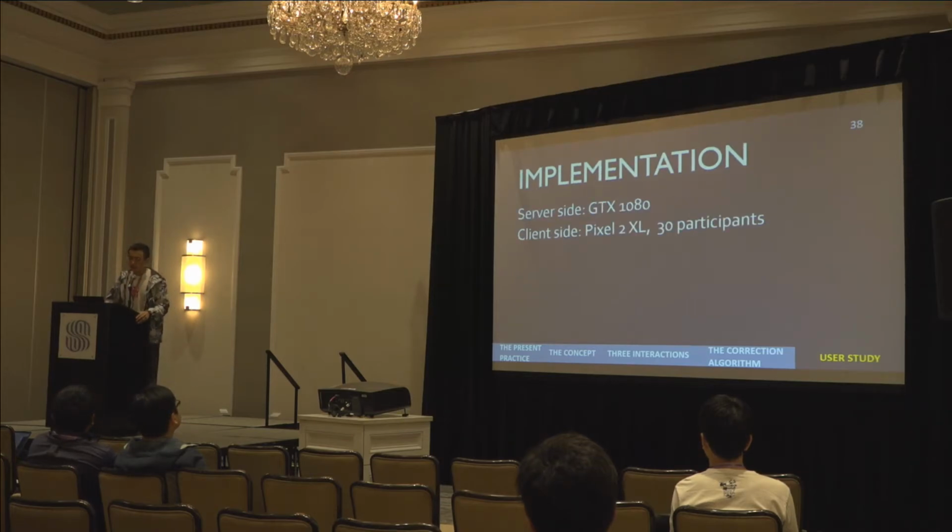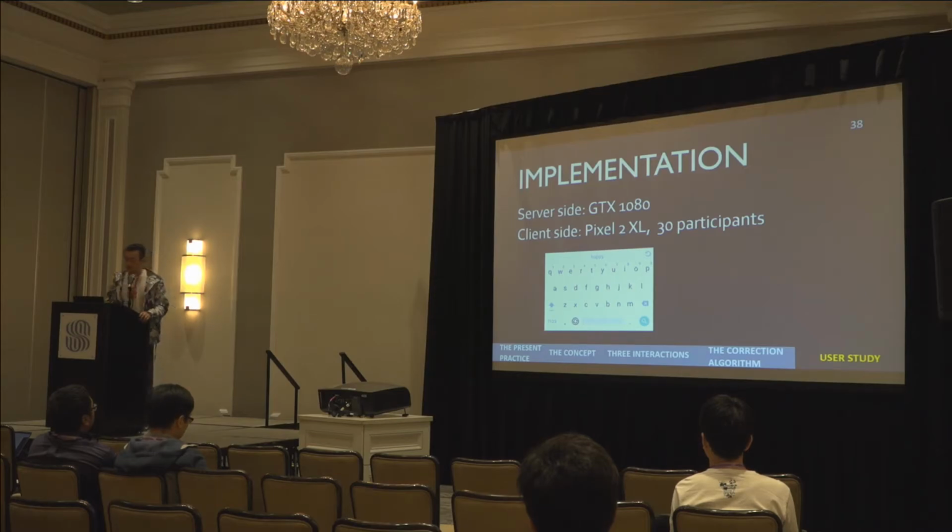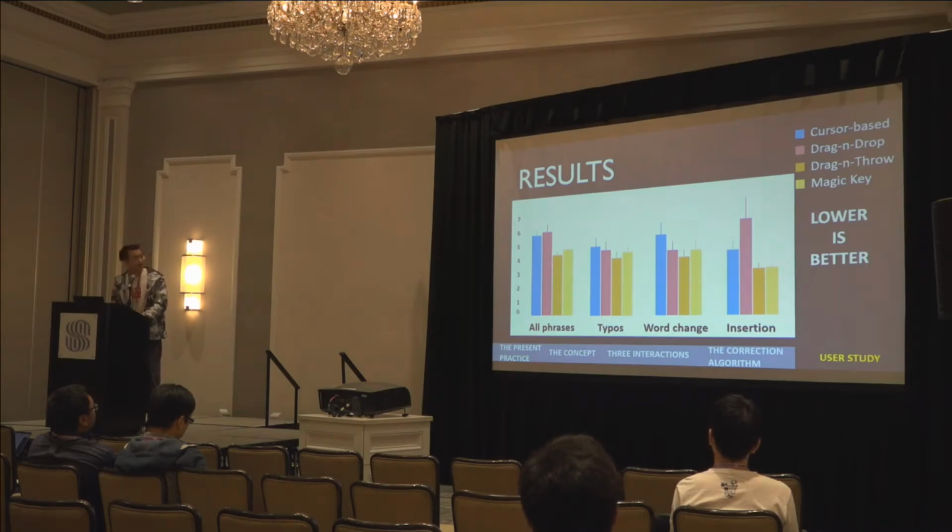We run the neural network on a server with a single GTX card, and we use a Pixel 2 with 30 participants for the experiment. We modified the open source Android keyboard for this project. And here are the results. The x-axis shows different error types, and the y-axis is the time in seconds. It shows how many seconds a correction takes on average.